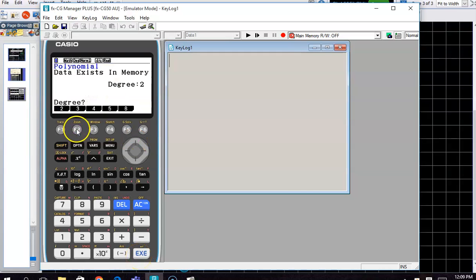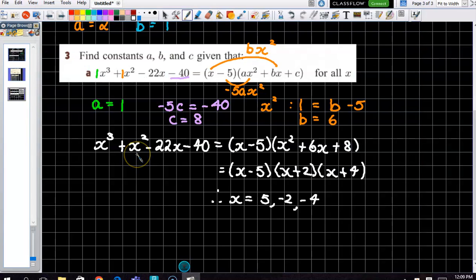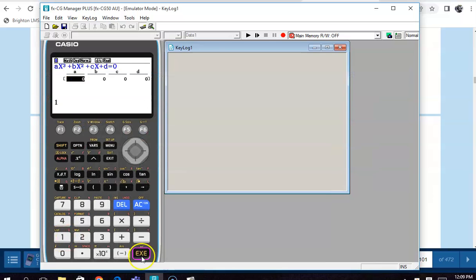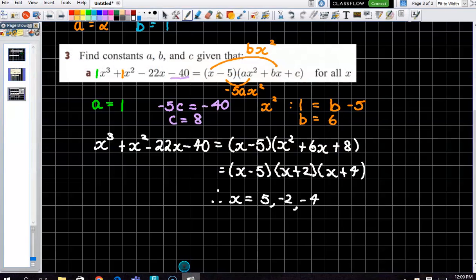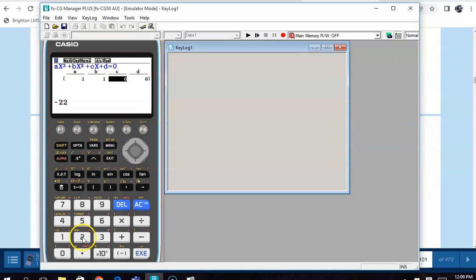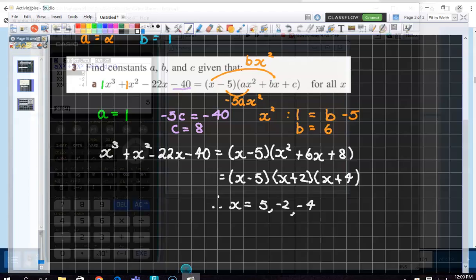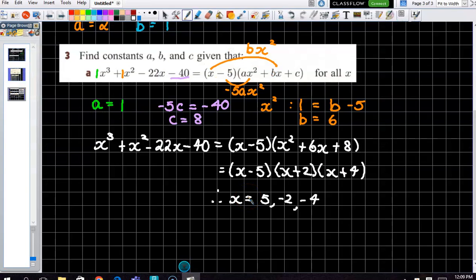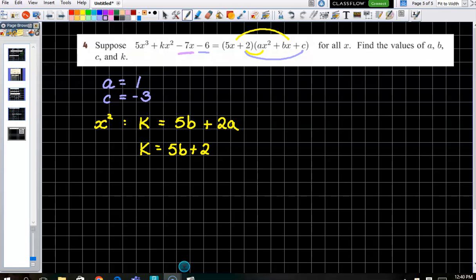Right, polynomial: instead of going to degree 2, we will go to degree 3. Pop in your values here. 1, 1, minus 2, minus 40. 1, 1, minus 22, minus 40. 5, minus 2, minus 4. Okay? Sorry, I forgot. I've just done everything the same.